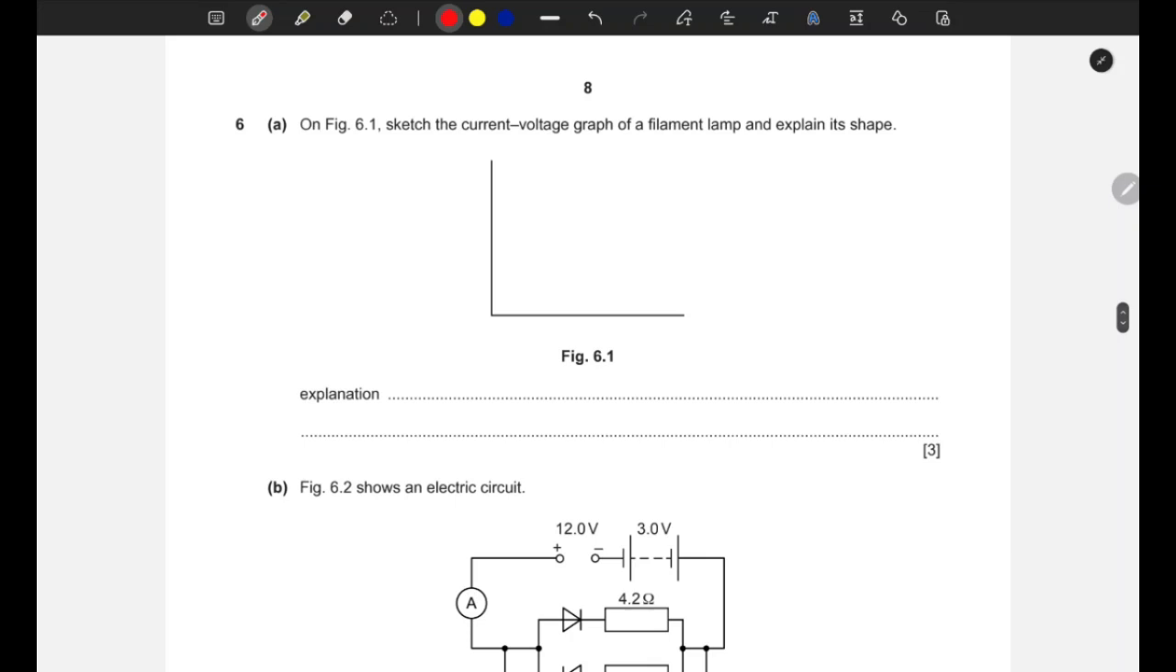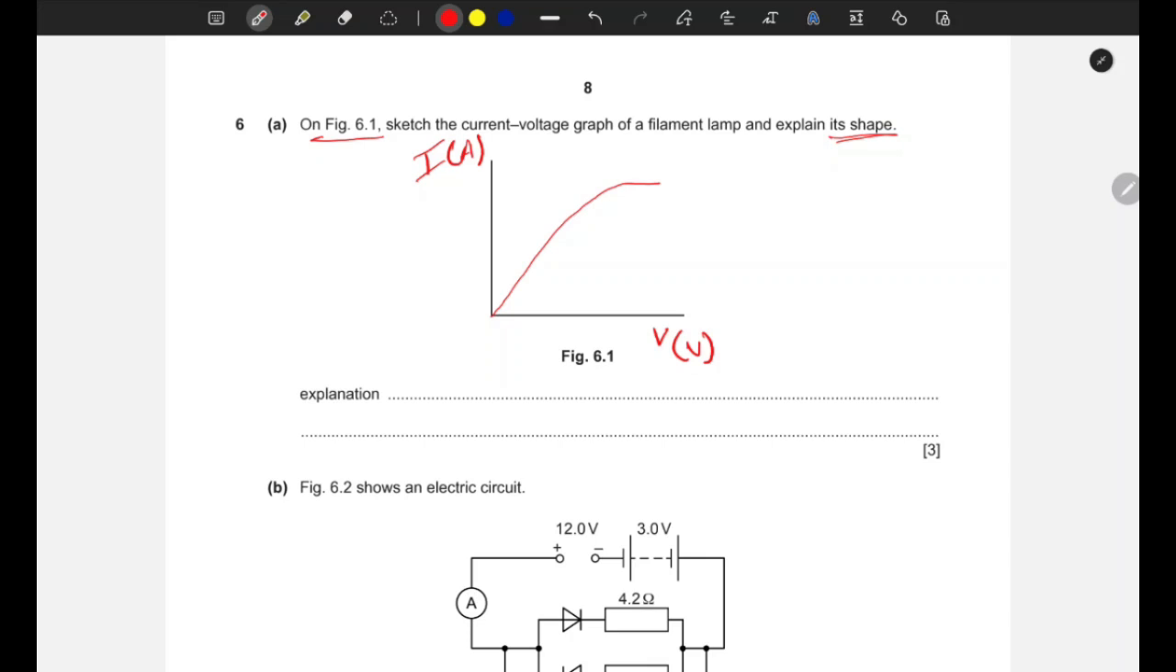Question 6. On figure 6.1, sketch the current voltage graph of a filament lamp and explain its shape. So before sketching anything, we should label the graph first. On the y-axis is going to be the current, which is measured in amps, and on the x-axis is going to be voltage measured in volts. So the shape of a filament lamp is going to be something like this. It's going to be a curve with a decreasing gradient.